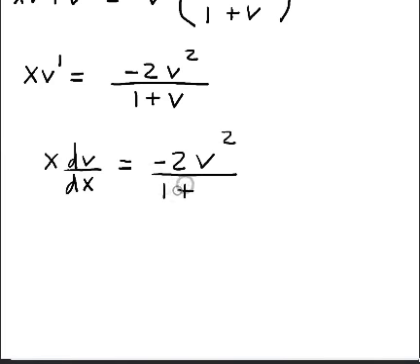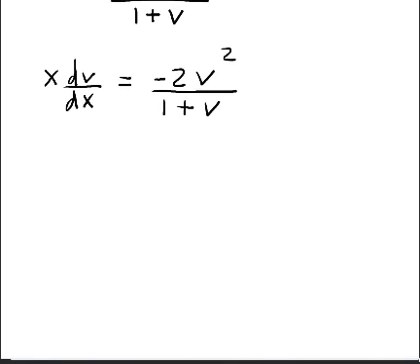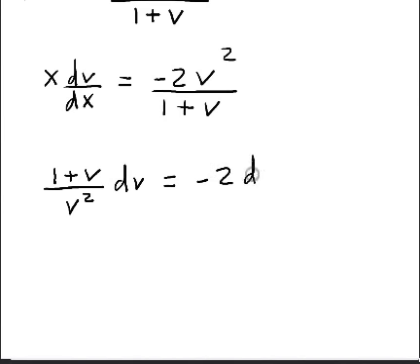So if I get things in the proper form, I will see the following. I can rewrite this as, let's see here. Okay, I'm going to do it this way. (1 plus v) divided by v squared dv is equal to (a minus 2) dx, and then this all has to be divided by x.